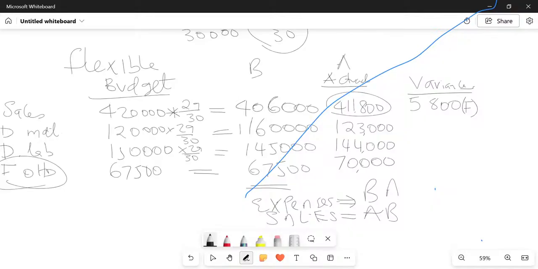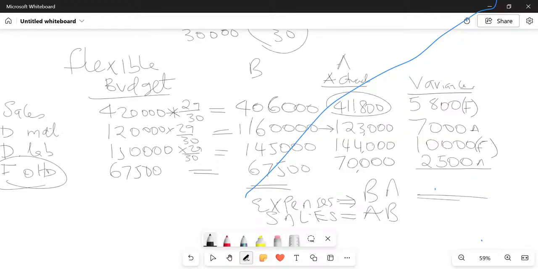And then when you go to expenses, like material cost, etc., this one is B. It's budget minus what here, somebody? Actual. So is there somebody who is able to give me this variance? 7,000 adverse. Negative, that is, isn't it? All right. And then we have 145,000 minus 144,000, which gives me 1,000 positive. That is favorable, isn't it? And then lastly, 67,500 minus 70,000. That gives us 2,500 adverse.